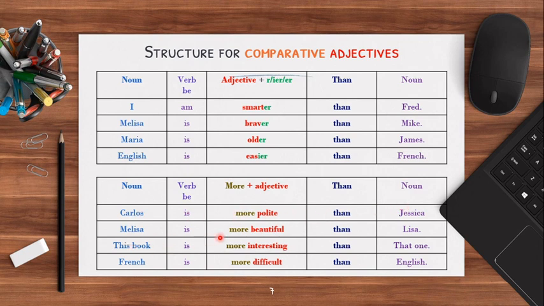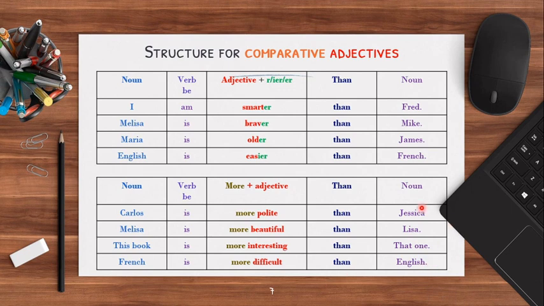Melissa is more beautiful than Lisa. This book is more interesting than that one. French is more difficult than English. So that's how we're going to do it. If we want to say the other way around, remember you can do it.